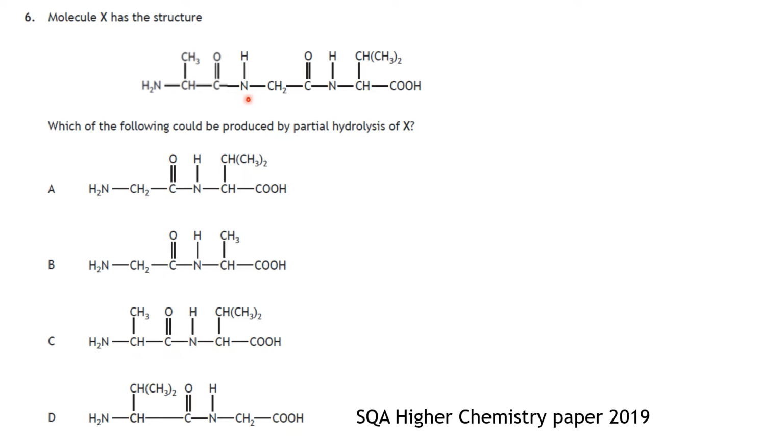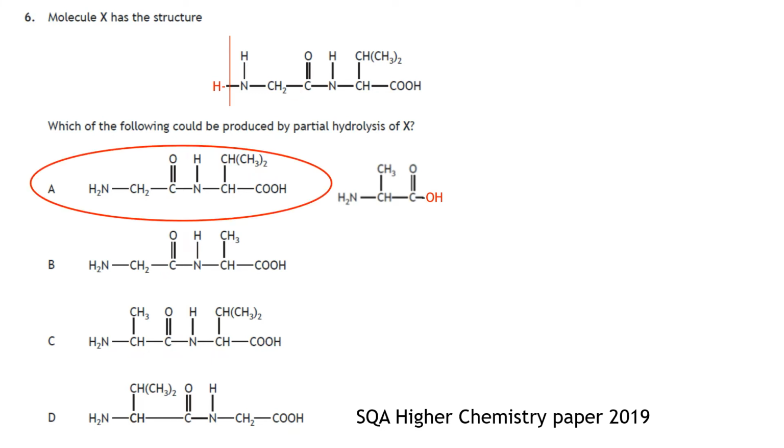There are 2 peptide links present in the structure. If we were to do complete hydrolysis, we would break this link and this link. However, it's only partial hydrolysis, so we're only doing hydrolysis at this peptide link or this peptide link. So let's start off with this one. If we break this peptide link and we move this part over here and put the OH back on to form the carboxyl group, and we attach the hydrogen to form the amino group here, if you look at this structure, it will match structure A.